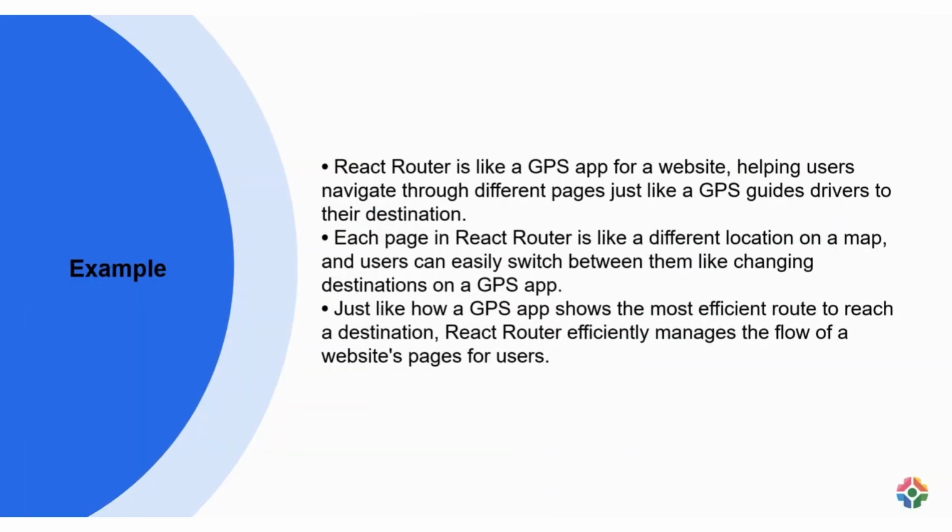React Router is like a GPS app for a website, helping users navigate through different pages, just like a GPS guides drivers to their destination. Each page in React Router is like a different location on a map, and users can easily switch between them, like changing destinations on a GPS app. Just like how a GPS app shows the most efficient route to reach a destination, React Router efficiently manages the flow of a website's pages for users.